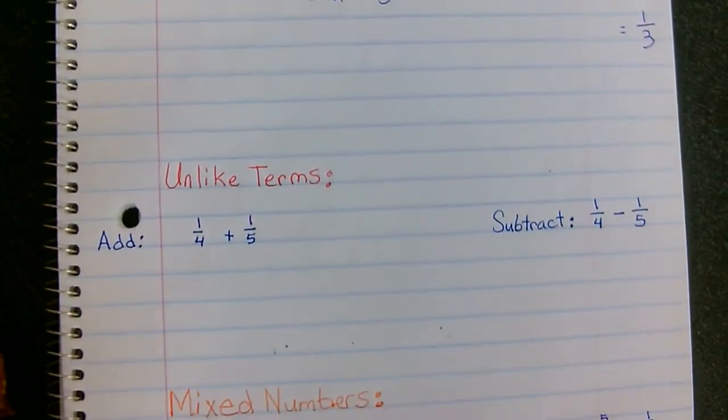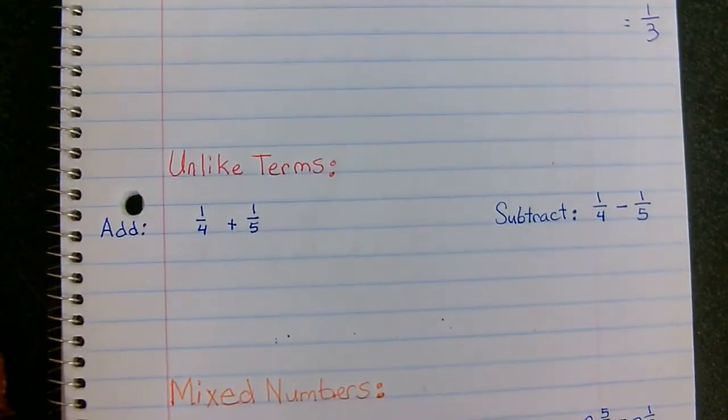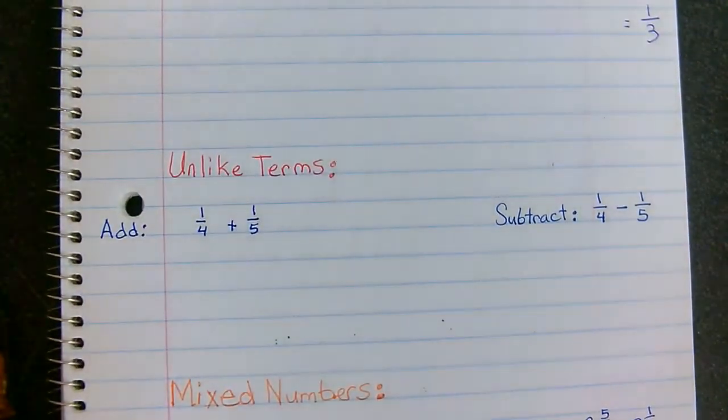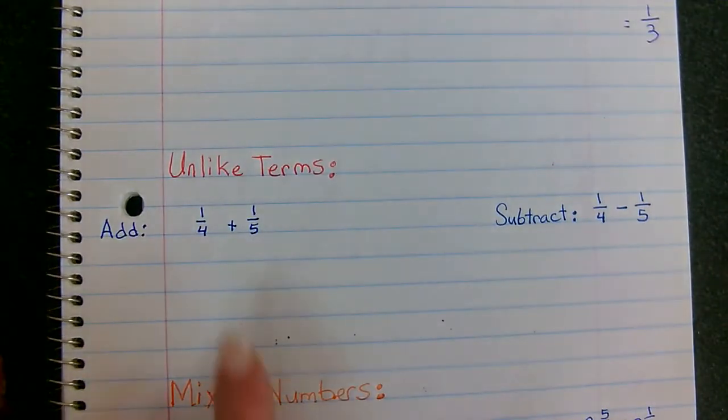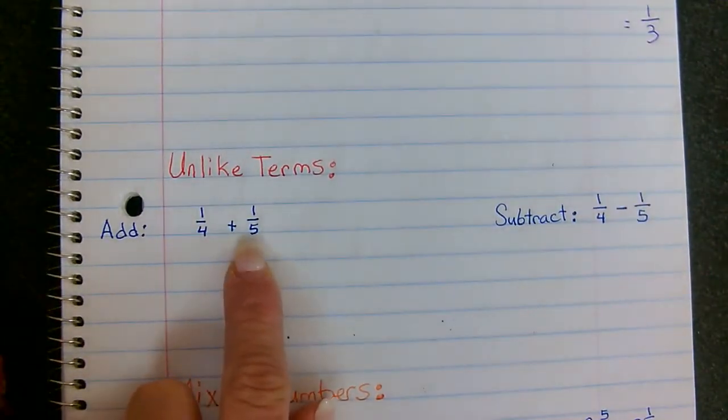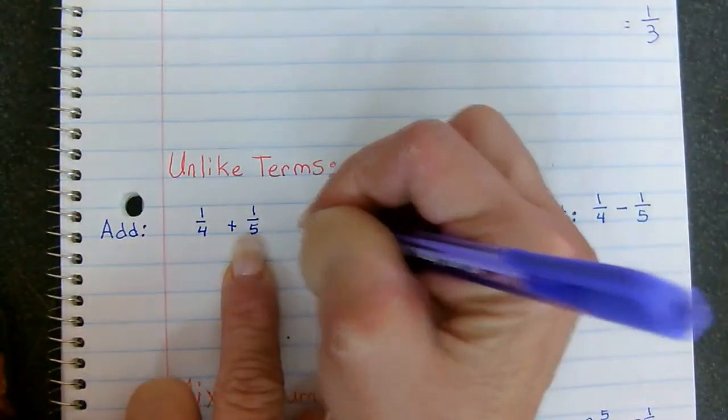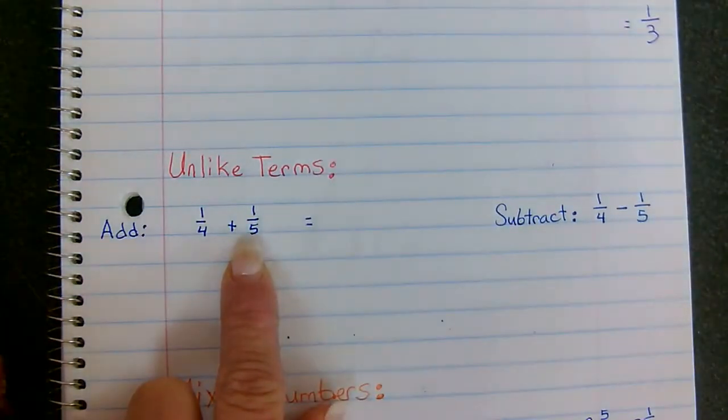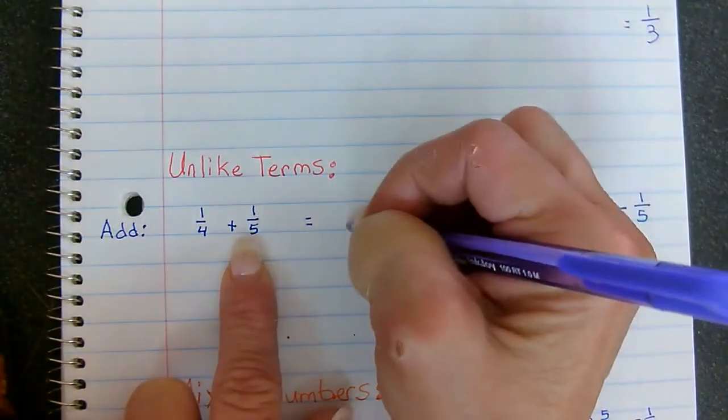Let's talk about unlike terms, and I'm going to show you some nifty tricks to do this more than one way. Alright? One way we can do this is we need to find a denominator that both 4 and 5 go into. And so let's see, what is the smallest number 4 and 5 go into? Anyone know? Because the smallest number, if you want to check your multiplication chart, is 20.